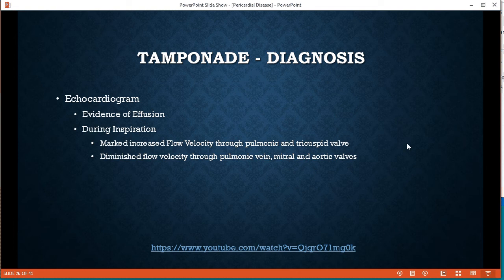Okay, so to diagnose tamponade, the echocardiogram tends to be the test of choice. You can demonstrate evidence of an effusion, and then you can see differences in flow velocity during the different inspiratory and expiratory phases of respiration.